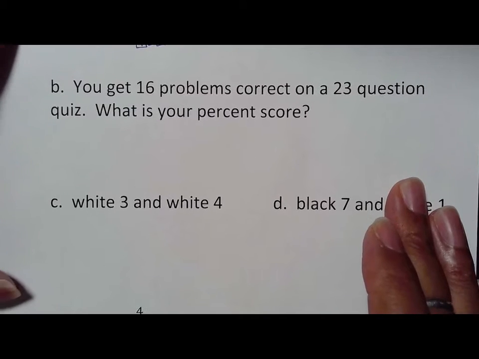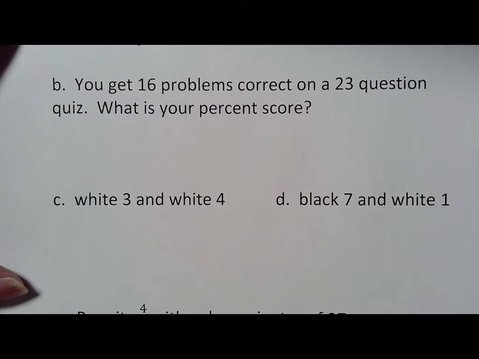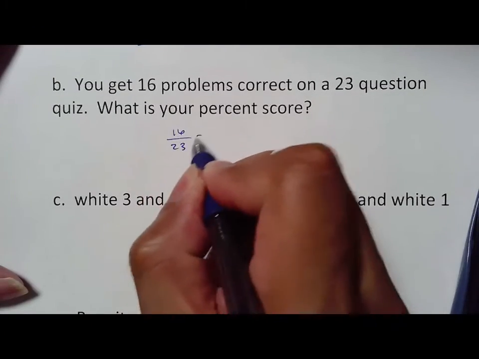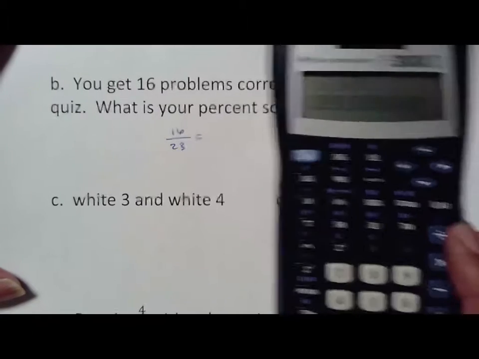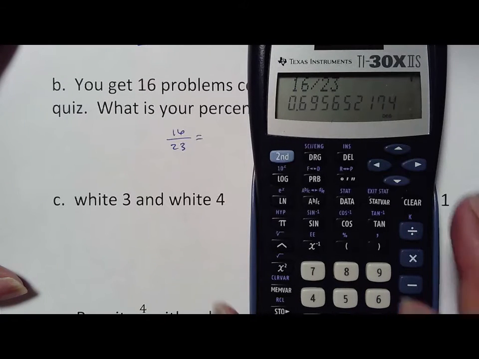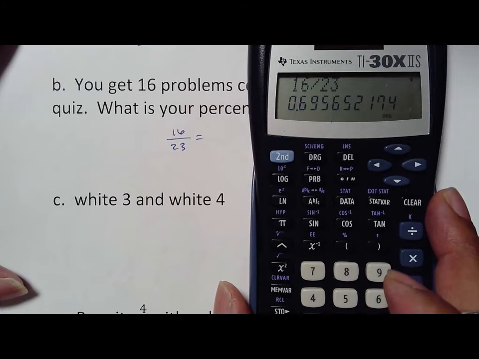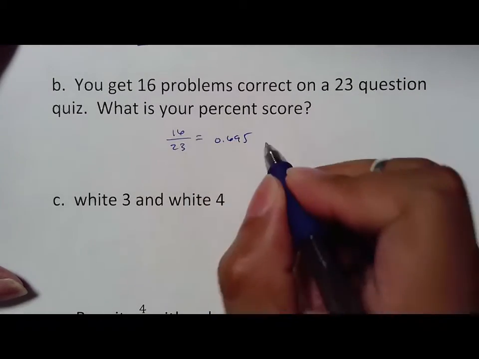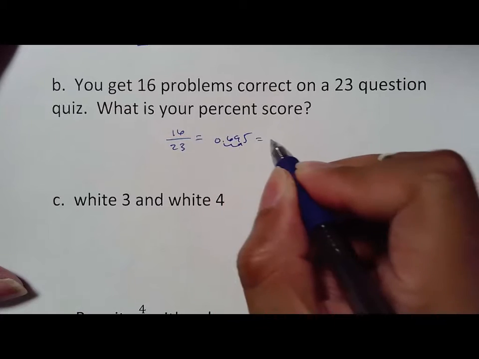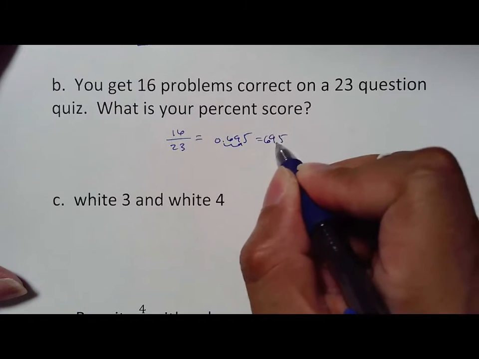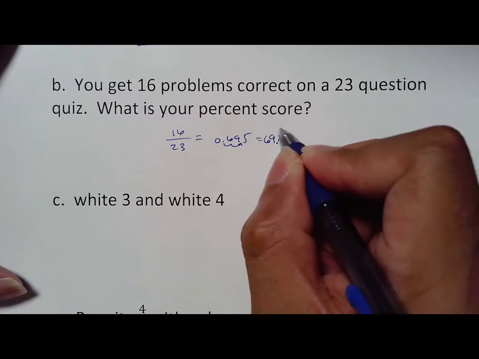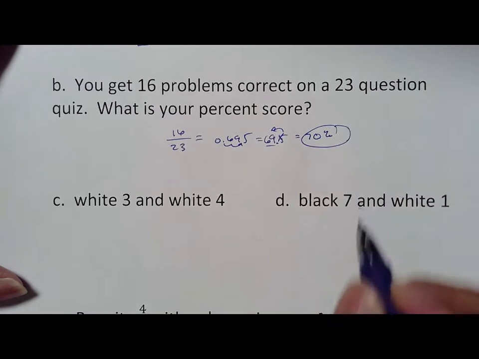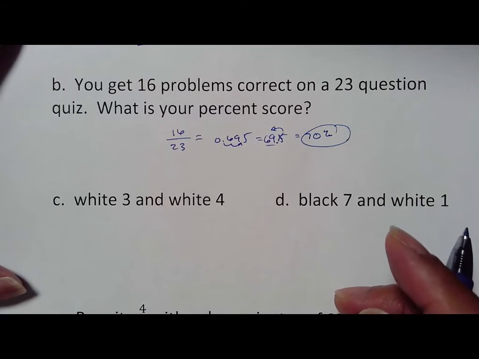You get 16 problems correct on a 23 question quiz. What is your percent score? So again, what you would do is 16 out of 23, which is 0.695, looks like, which means that you would adjust that by moving that 2 spots over, so 69.5. And because that 5 is strong enough to bump that 69 up, it would go up to 70%, which would be your answer. All right.